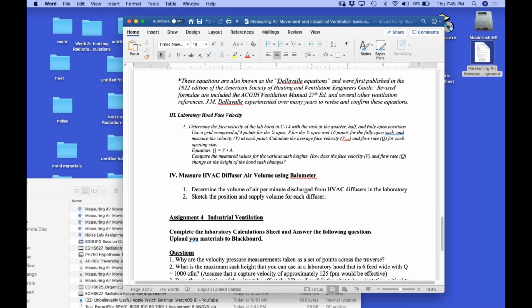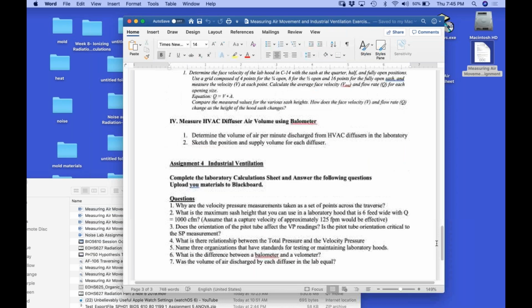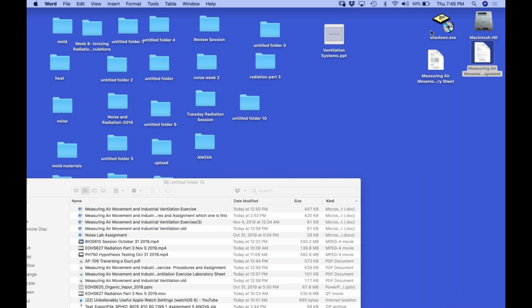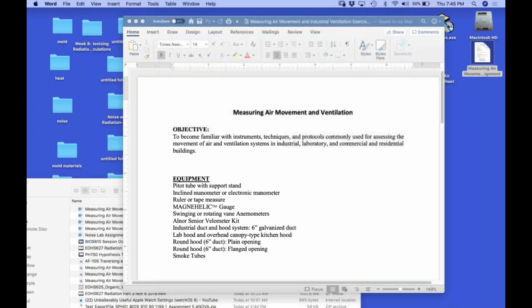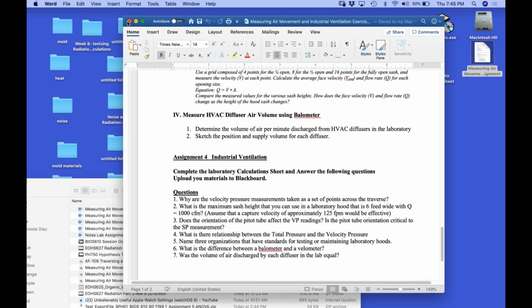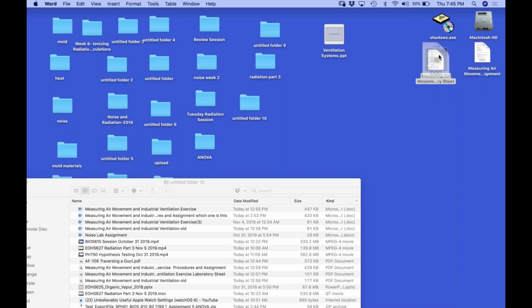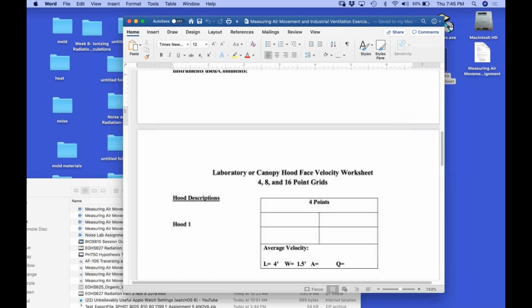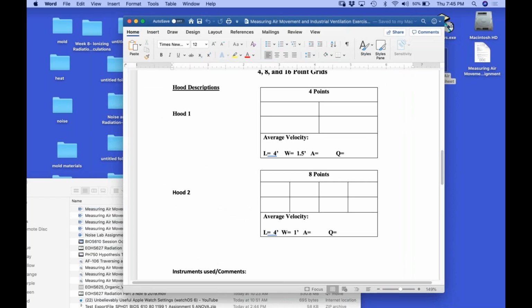Okay, so the only other thing that we have here is that on that sheet, we are supposed to measure the face values of a hood. I'm going to give you some numbers to use there now. I want to make sure you have these numbers to play with. Here you have two 4-point readings and two 8-point readings. For hood 1, I'm going to make these numbers up. We would actually measure this if we had a hood here, right?